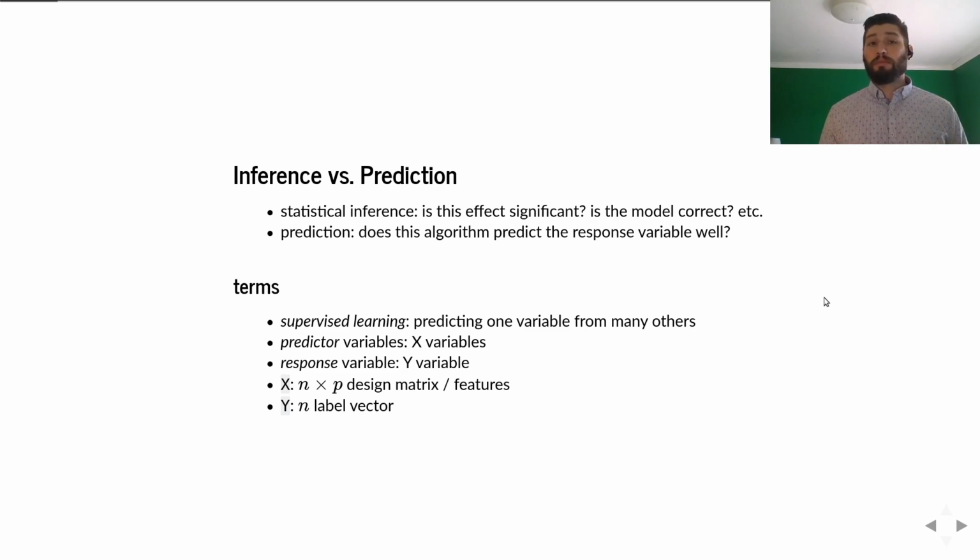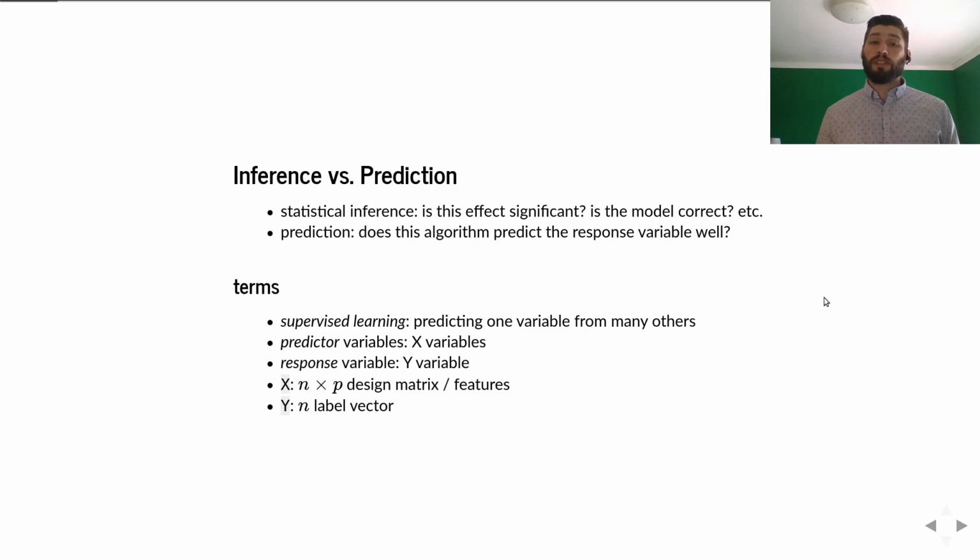typically in machine learning, based on the previous definition of machine learning, we think of this more in the prediction context. So most of the time we're going to think more about prediction and less about statistical inference in this class, at least. So in the prediction context, we're just asking, does this algorithm, whatever the algorithm is, and we can treat it like a black box if we like, does it predict the response variable well?